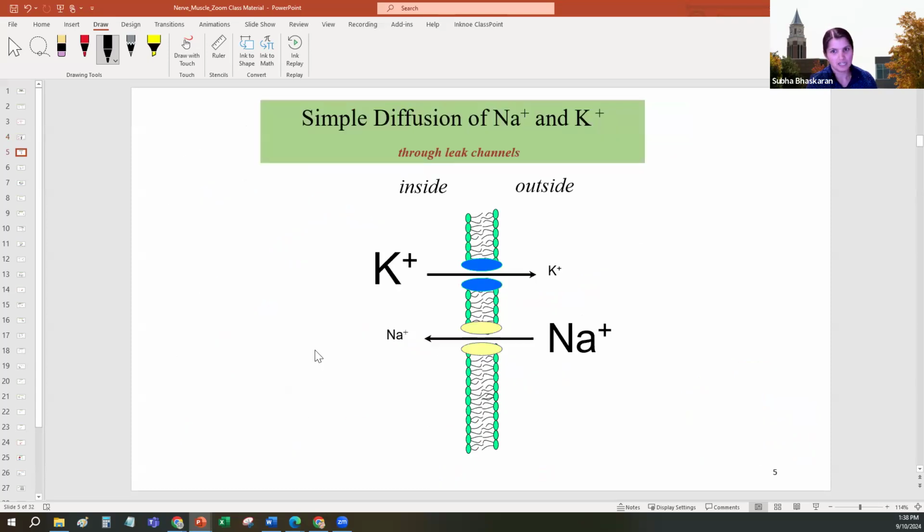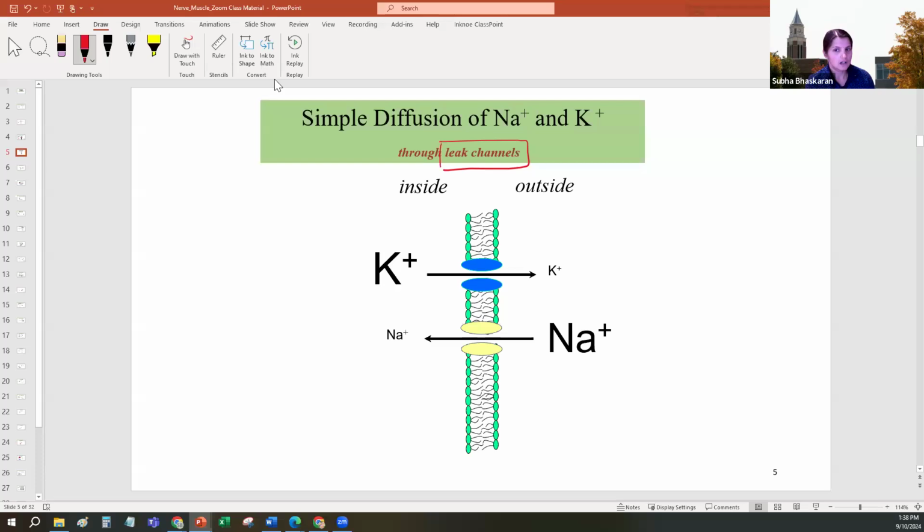All right, so moving on. Simple diffusion of sodium and potassium. I want to introduce the channels here. Again, as much as possible, I will try to focus on the terms, but if you need more background information, please let me know. I can always send you articles to back it up.